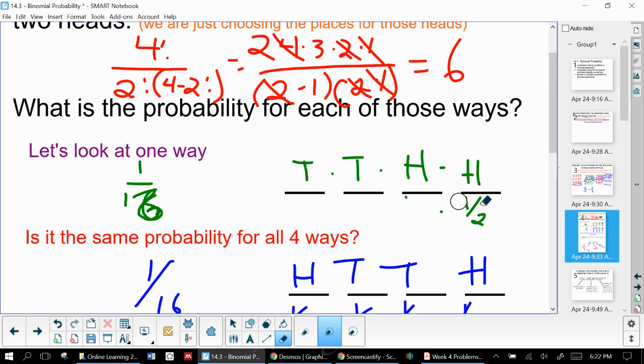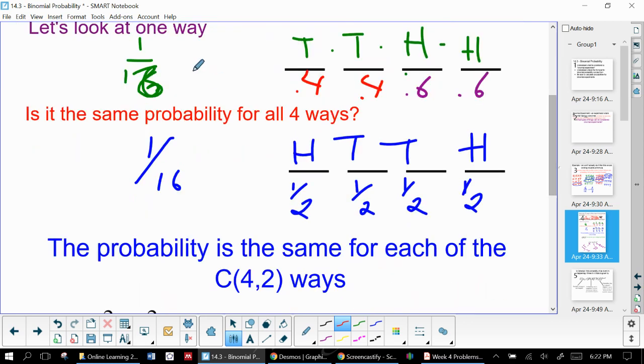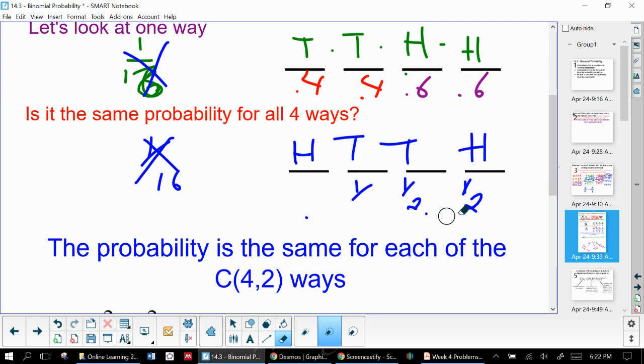The probability of getting our heads in that case would be 60%, 0.6, 0.6, and the probability of getting our tails, or not a heads, would be 0.4 and 0.4. And so what that would change is that the probability of each of these would not be 1 out of 16 anymore, but they would all be the same as each other. So if you take a look here, I'm going to go ahead and erase these real quick.